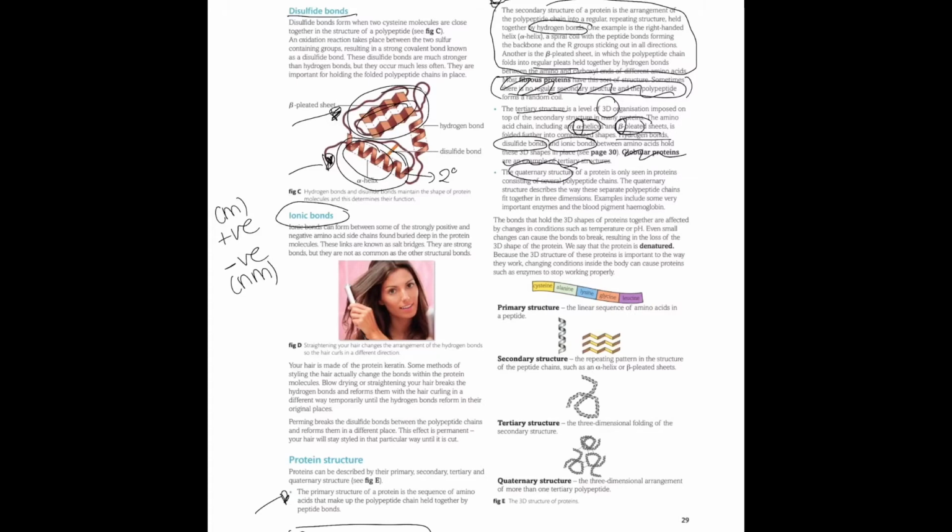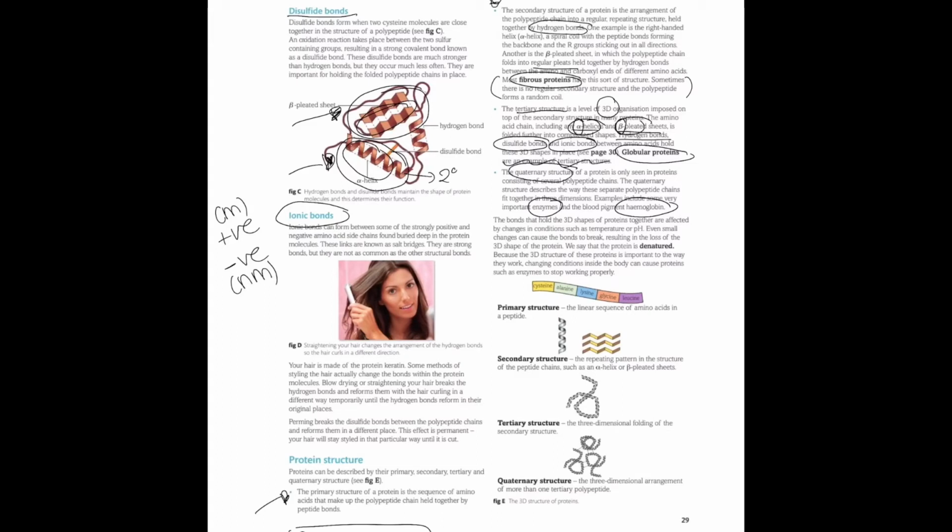So again, just examples. Here, the example for the secondary structure is a fibrous protein. An example for a tertiary structure was the globular proteins. An example for a quaternary structure was enzymes and hemoglobin.